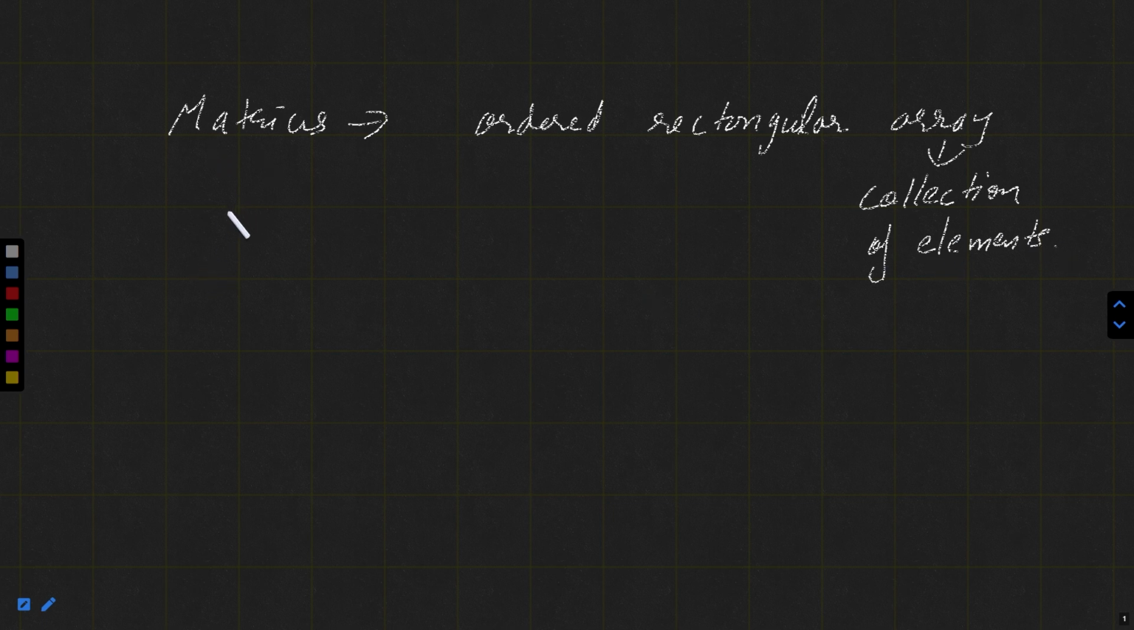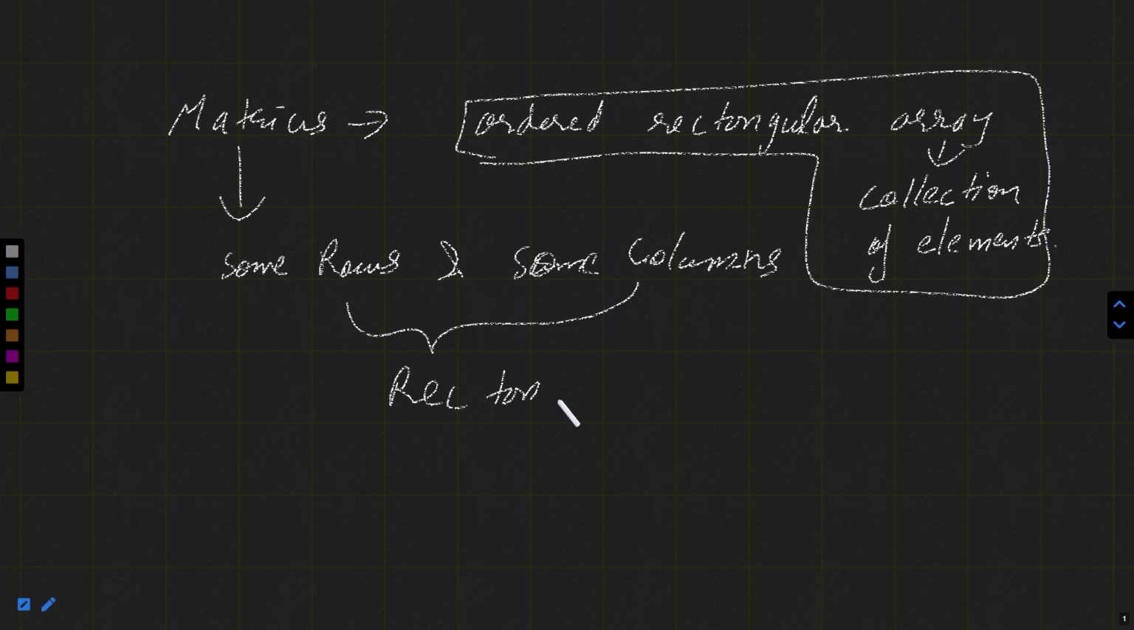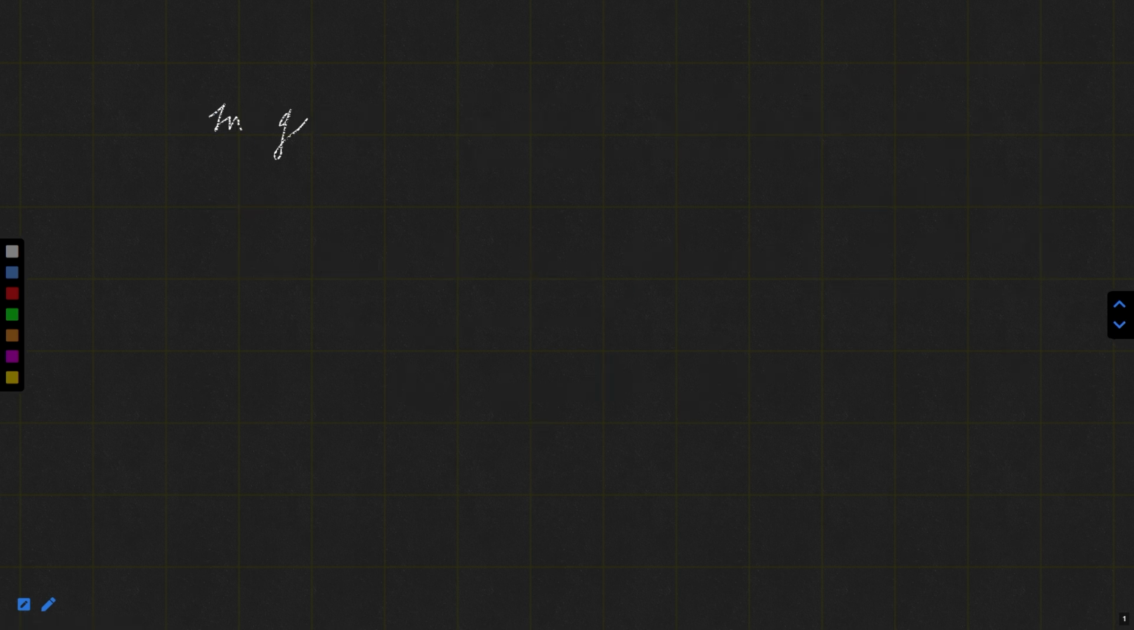In a matrix we have some rows and some columns, and those rows and columns are represented in rectangular form. So this is what we mean by this whole thing. Rectangular form. Okay. In general, we represent our matrix in general.